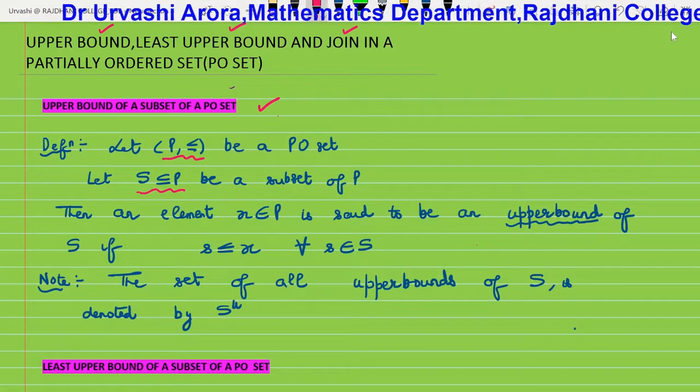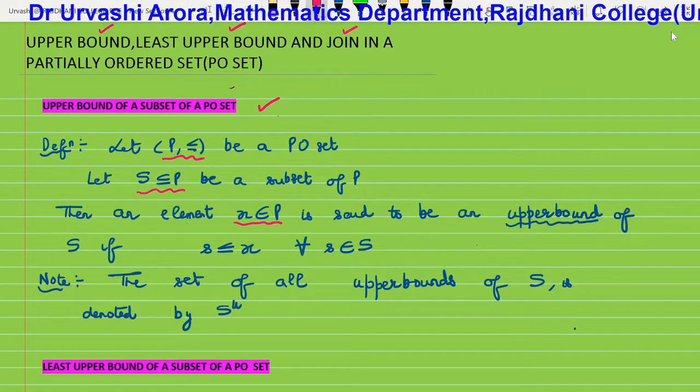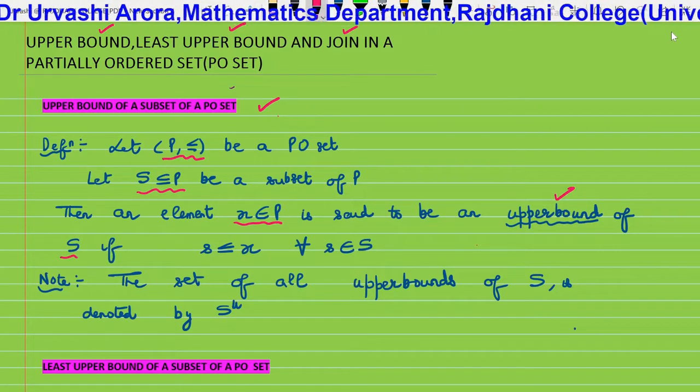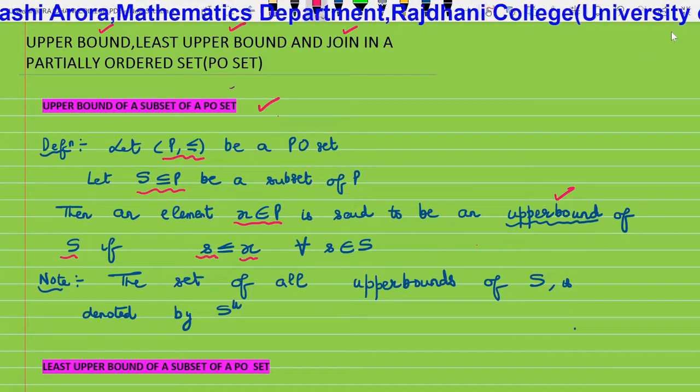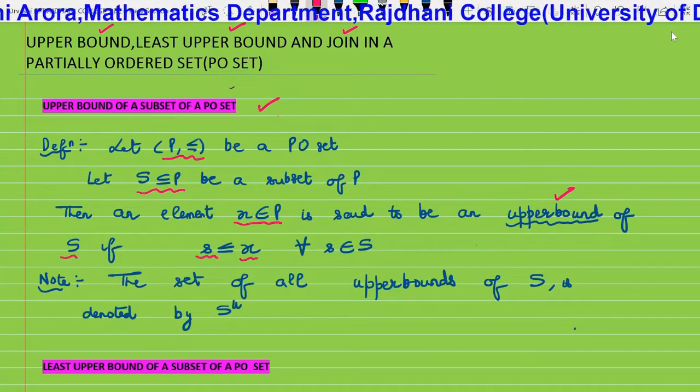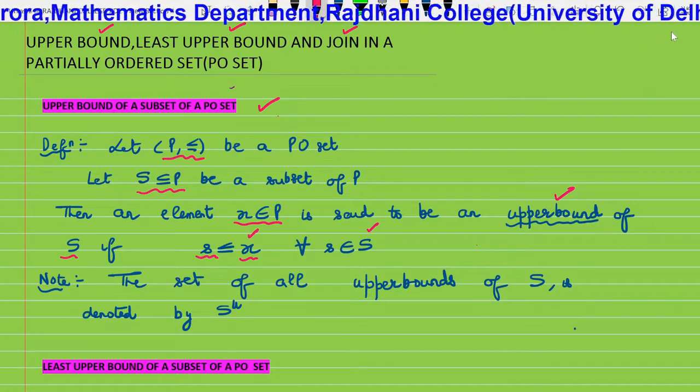subset of P. Then an element X belonging to P is called an upper bound of the set S if every member of S is less than equal to X. If this happens, then X is said to be an upper bound of the set S.